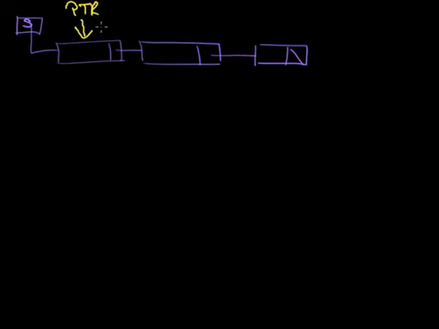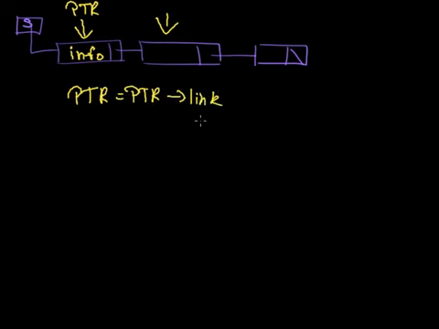Then we will scan whether the node which ptr is pointing to is the last node or not. If the link part of ptr is not null, then we will print the info part and increment the pointer, means we will increment the pointer to point to the next node. For pointing to the next node, we will simply write ptr equal to ptr dot link. So the ptr will increment.